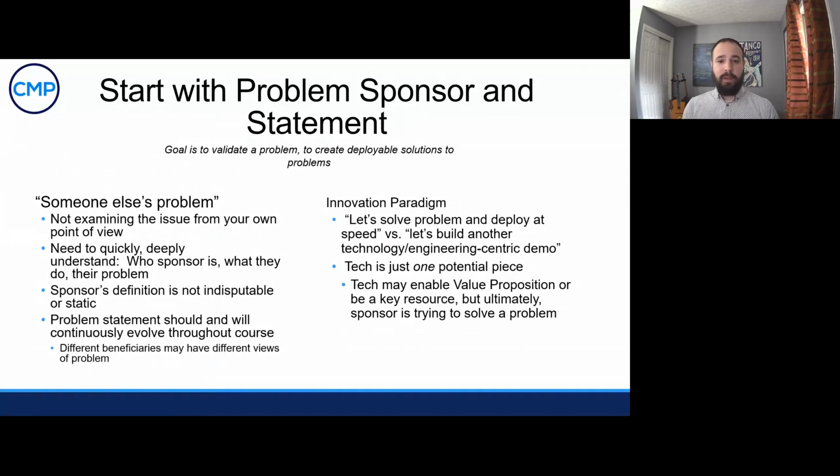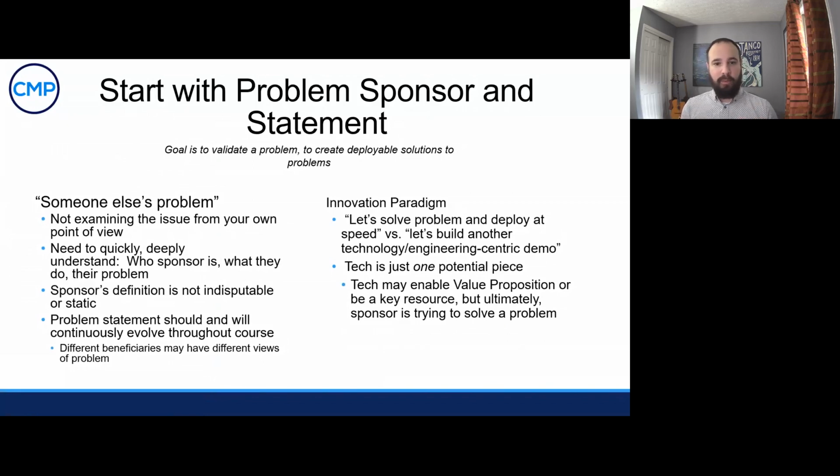And that really means, are we going to solve this problem at speed, deploy it at speed, or are we just going to do another demo? We're not going to do another demo here because you're probably not going to build something. So what we're really trying to do is get to the heart of what the problem is and what is the minimal solution that would answer the majority of those pain points that the beneficiaries have. Remember that tech can just be one piece of this, but it's not the be-all, end-all.